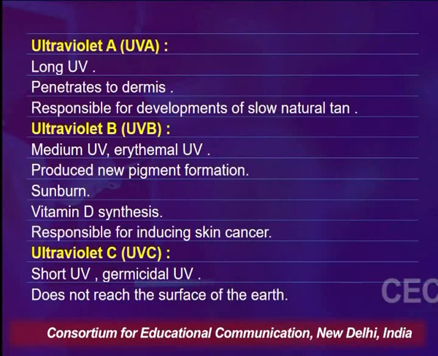Now, ultraviolet A, long UV, penetrates to the dermis and is responsible for development of slow natural tan. Then UVB, medium UV, erythemal UV, produces new pigment formation, sunburn, vitamin D synthesis, and is responsible for inducing skin cancer. Then UVC, short UV or germicidal UV, does not reach the surface of the earth.